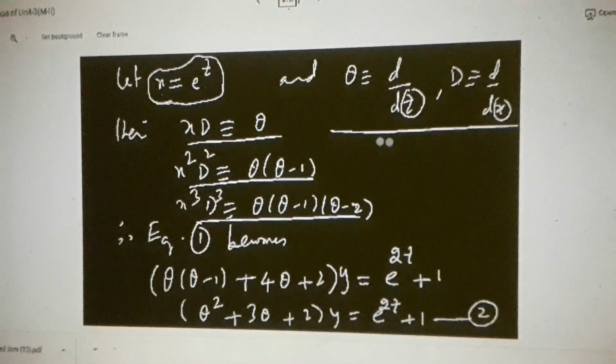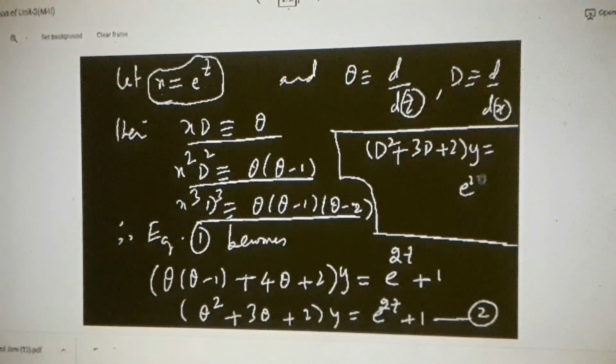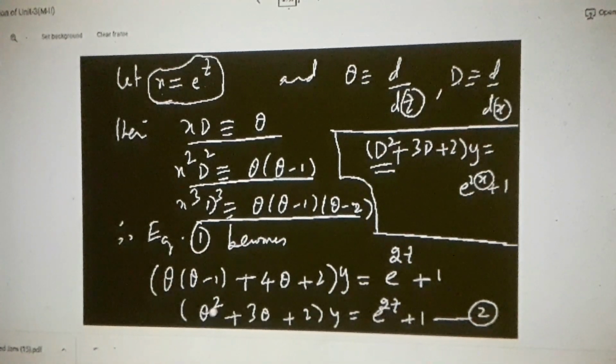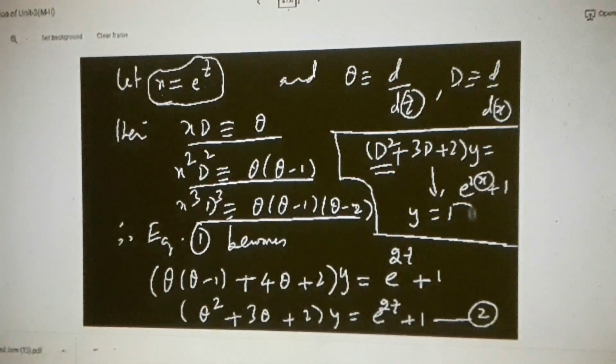Now I hope all those students who have even little concentration listening will identify that this is nothing but the same as (D² + 3D + 2)y = e^(2x+1), because it is x here and this is d/dx, and it is z here and it is d/dz. So you have to solve this and you will get the relation of y and x.